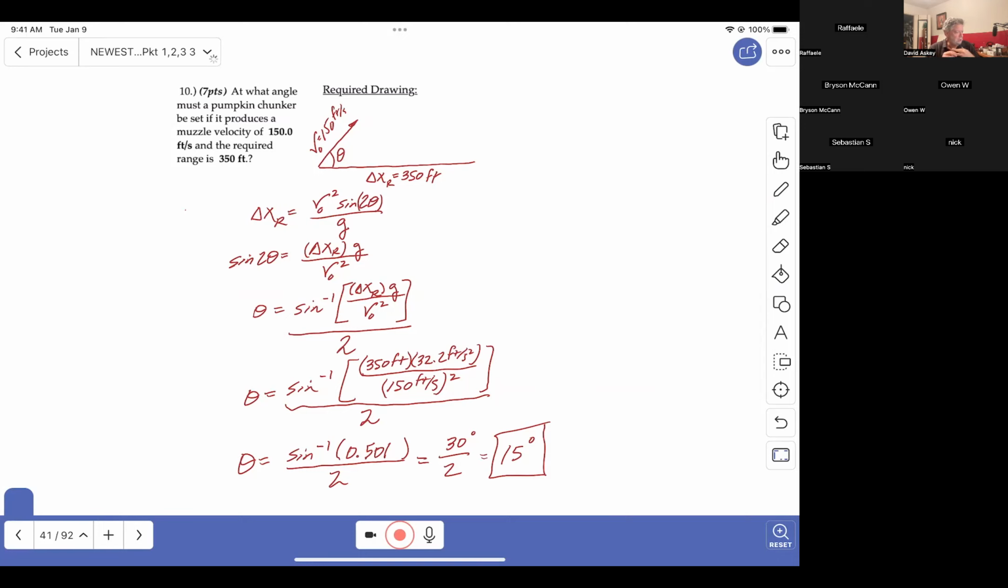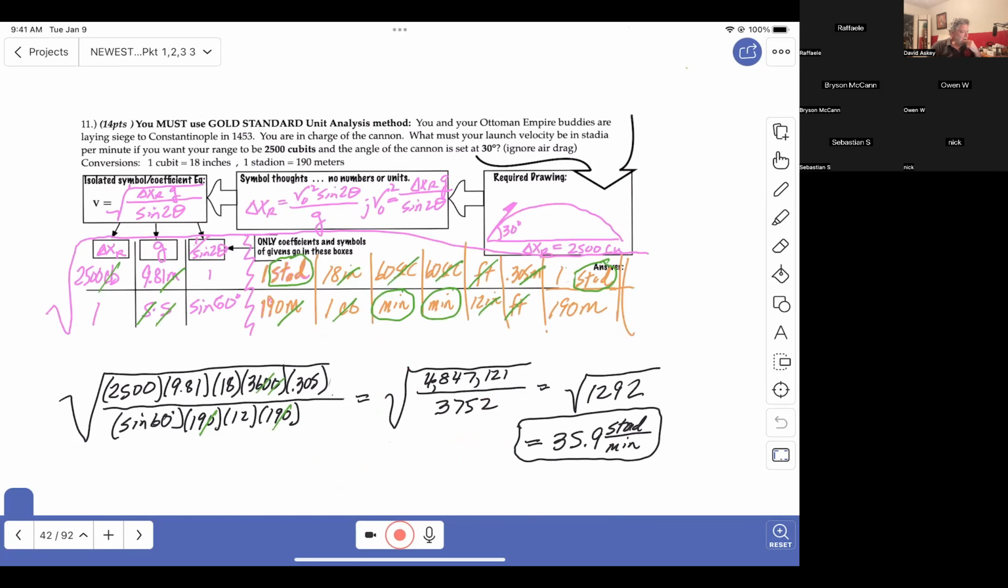This still throws students because they get all bogged down in the inverse sine, and then they divide by 2 at the wrong time. It's the whole thing divided by 2. And by the way, pumpkin chunking is something you'll do in college. If you're in engineering, you build these catapults and you chunk pumpkins. It's kind of fun, around October. All right, so we got 15 degrees there.